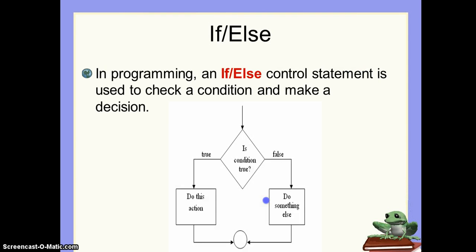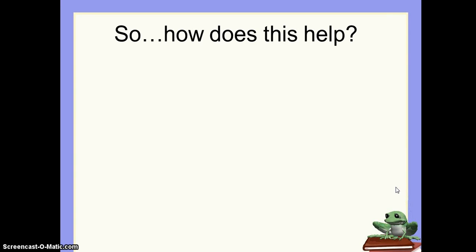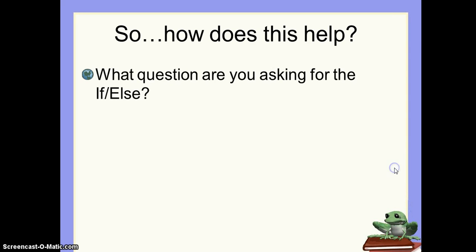So very exciting. First thing I want to talk about is a flowchart. Flowcharts are really useful for laying out your plan. I'm hoping you've seen them in other places. But here's the question: is the condition true? If so, do this. If not, do something else. And then it closes out, it finishes. So let's take a look at an example of it, but we've got to first figure out what question you want to ask for the if-else.